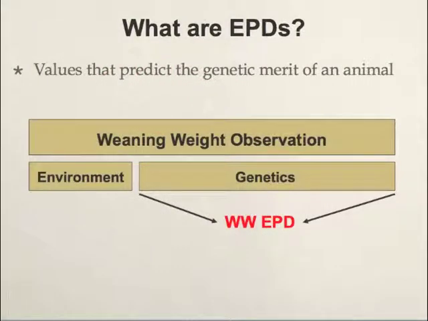So what are EPDs? EPDs are basically values that predict the genetic merit of the animal. We're going to use an example here of weaning weight. So we take a weaning weight observation on our ranch. From a selection decision standpoint, we have to realize that weaning weight observation is made up of many different components. There is a very large environmental component, as well as a very large genetic component.